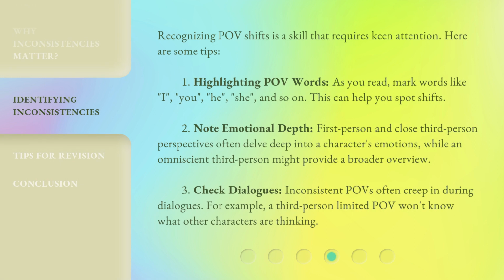Recognizing POV shifts is a skill that requires keen attention. Here are some tips. 1. Highlighting POV words. As you read, mark words like I, you, he, she, and so on. This can help you spot shifts. 2. Note emotional depth. First-person and close third-person perspectives often delve deep into a character's emotions, while an omniscient third person might provide a broader overview. 3. Check dialogues. Inconsistent POVs often creep in during dialogues. For example, a third-person limited POV won't know what other characters are thinking.